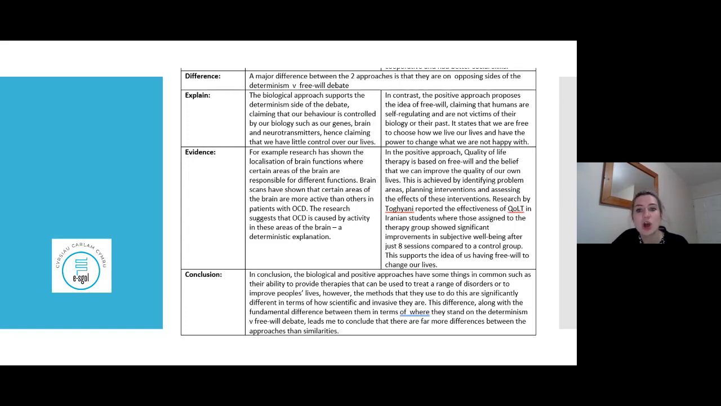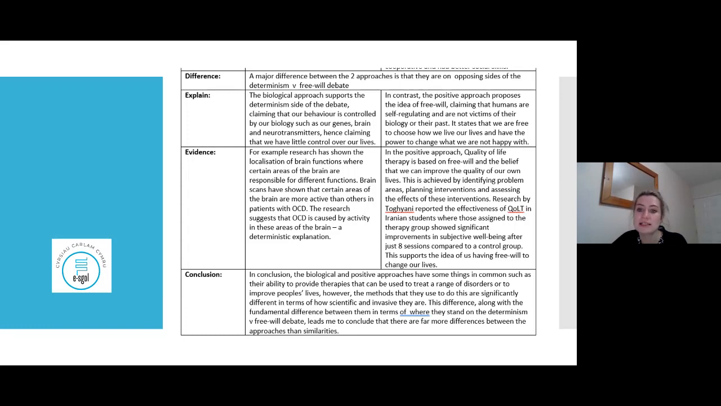On the other side then, in contrast, when we talk about a logical structure in the mark scheme, things like, for example, in contrast, on the other hand, similarly, all of those words really make it read well, and they enhance the logical structure of your essay. So it says, in contrast, the positive approach proposes the idea of free will, claiming that humans are self-regulating and are not victims of their biology or their past. It states that we are free to choose how we live our lives and have the power to change what we're not happy with. Again, some more evidence.